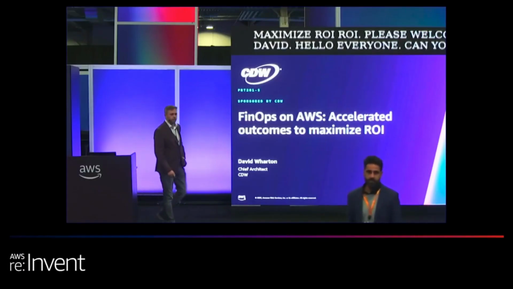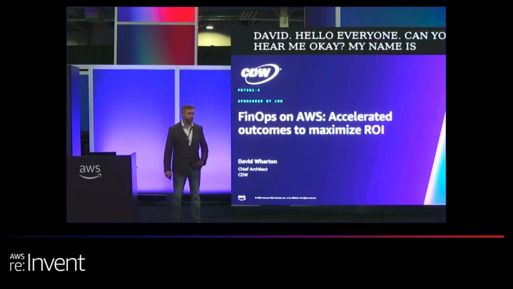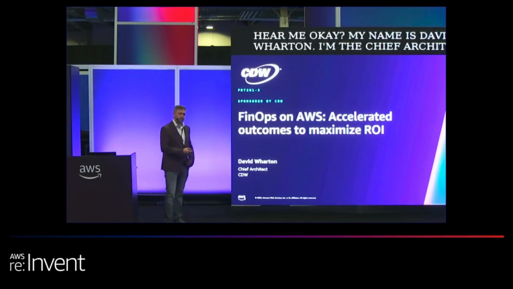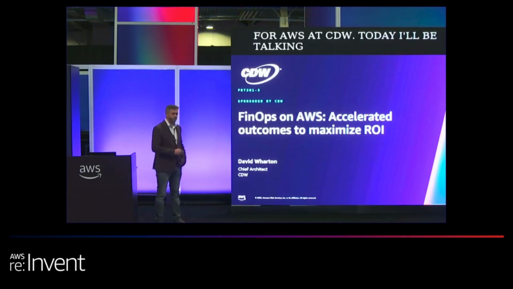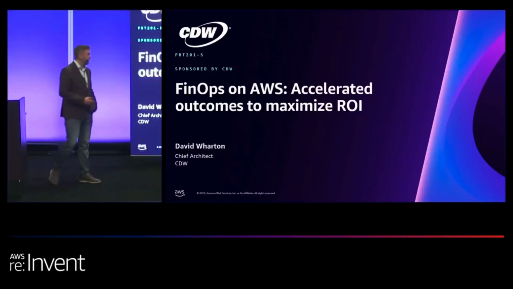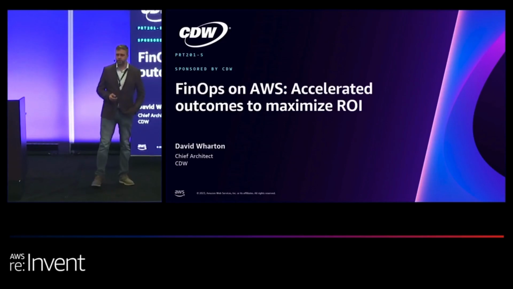My name is David Wharton. I'm the chief architect for AWS and CDW. Today, I'll be talking about FinOps on AWS, accelerated outcomes to maximize ROI. I've been moving workloads to AWS for about 12 years.